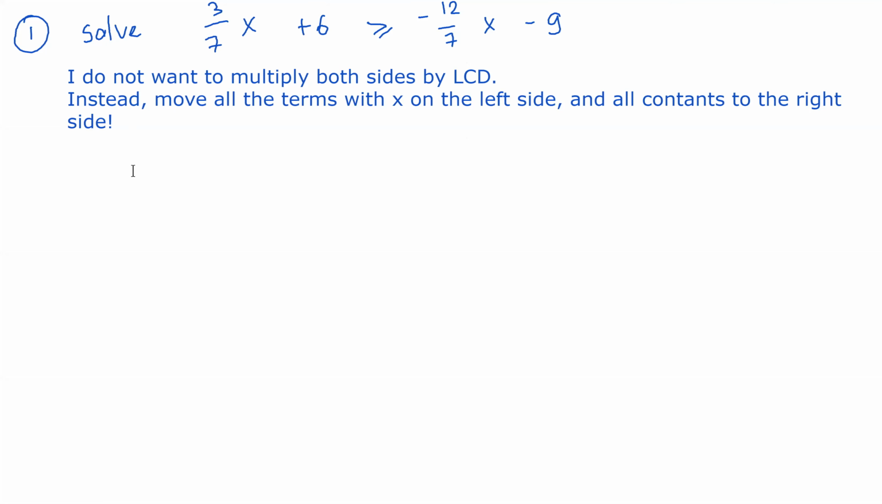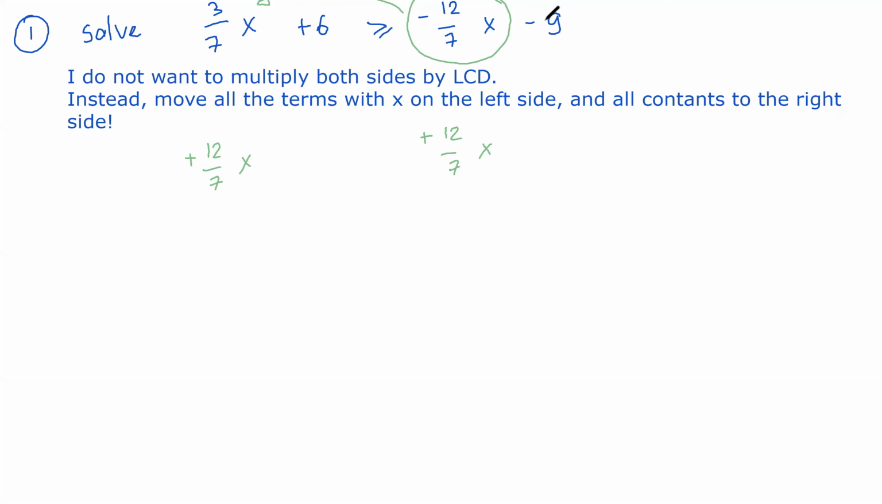Okay. So I am going to do this. So this one, oi, the wrong color. Apologies. I want to do another color. So I want to move this one to the other side. In order to do so, I will do plus 12 over 7x, and then here, plus 12 over 7x.